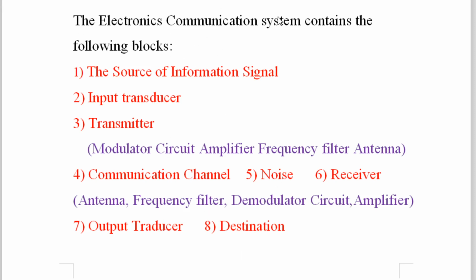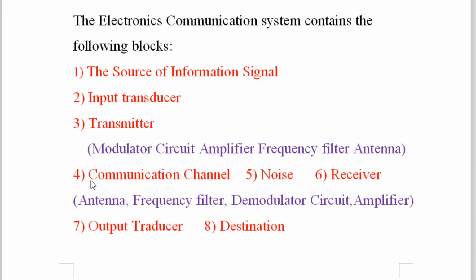The electronic communication system contains the following blocks. Number one, source of information signal. Number two, input transducer. Number three, transmitter. We have just shown the transmitter as a block, but this transmitter block consists of various small electronic circuits: number one, modulator circuit; number two, amplifier circuit; number three, frequency filter; number four, antenna. These are the four different circuits present inside the transmitter block.